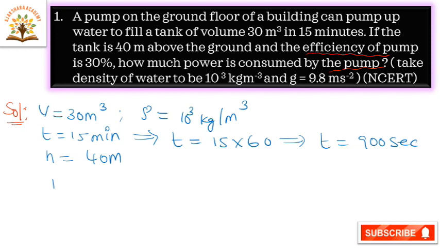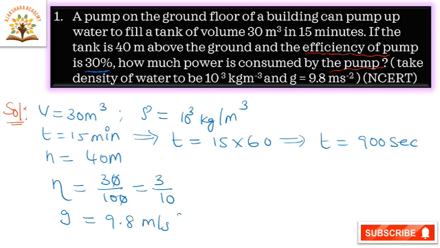Now efficiency eta is equal to 30 by 100, that is 30%. 30 by 100, the zero gets cancelled, 3 by 10. Now g is given as 9.8 meter per second square, and we have to calculate the power consumed by the pump. This we have to calculate.